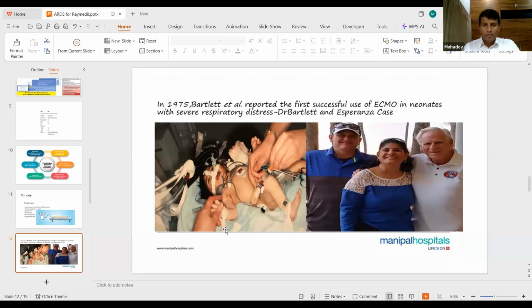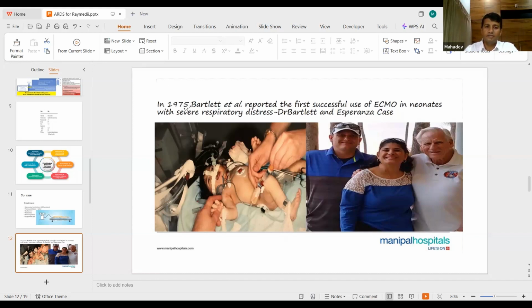In 1975, Bartlett et al. reported the first successful ECMO in a neonate with severe respiratory distress. This is Dr. Bartlett. This is the first pediatric child who underwent ECMO, and Esperanza became the patient who went along with Dr. Bartlett, and they popularized this ECMO. She is the patient, and see how she is there. Dr. Bartlett is called the father of modern ECMO.